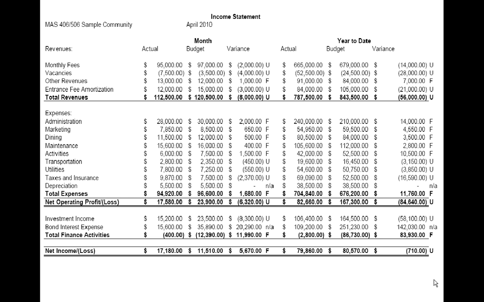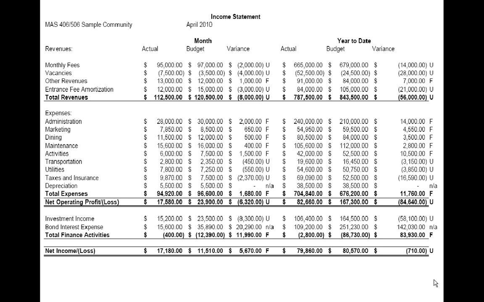The expenses, we have administration, marketing, dining, maintenance, activities, and so forth. One thing I want to point out is that entrance fee amortization on the revenues and depreciation on the expenses are non-cash items. So we don't actually receive money and we don't actually spend money. The depreciation is based on a depreciation schedule of the building and physical assets. The entrance fee amortization in the revenue section is based on the amortized entrance fees that we receive from residents when they move in over either their projected lifespan or the lifespan of the building.